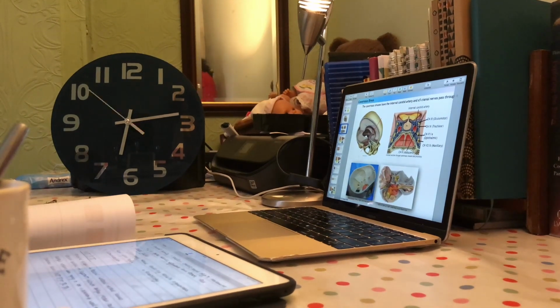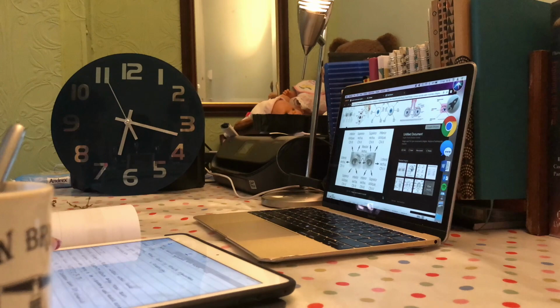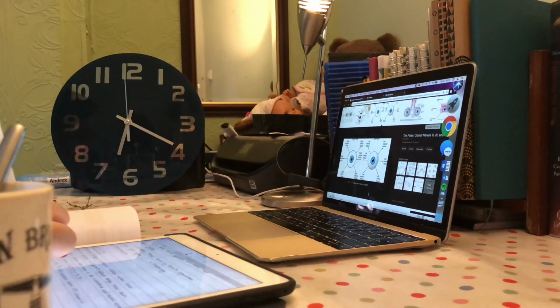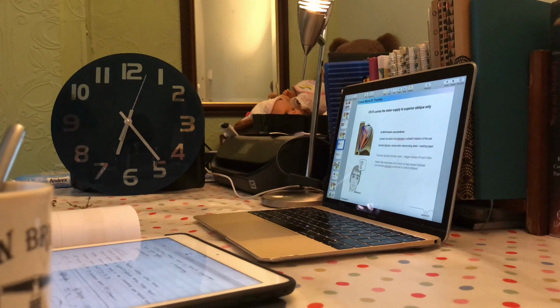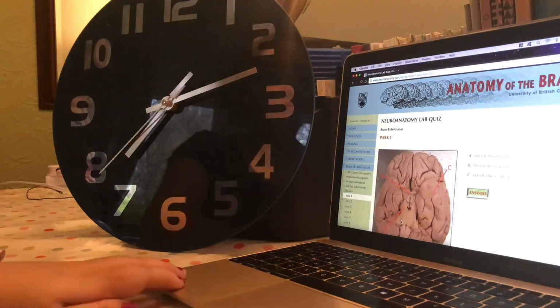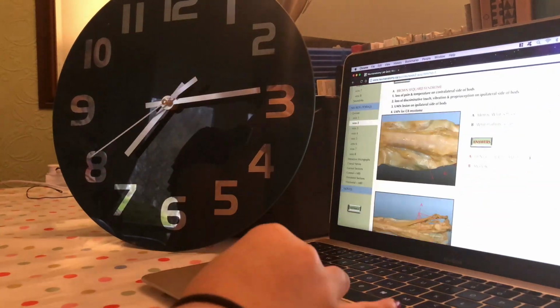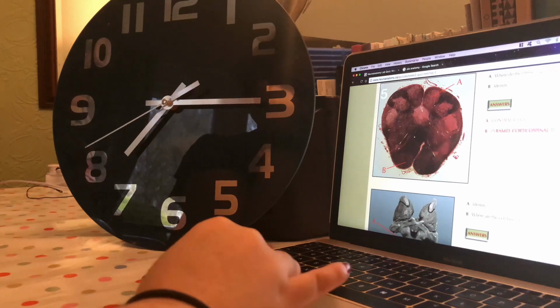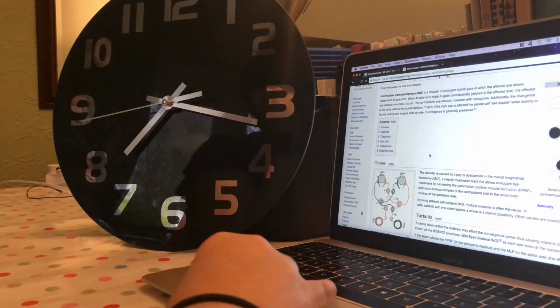Once I'd finished this I wanted to practice and do some questions, and our lecturer recommended this eye simulator, which I used, and I also found some anatomy questions on the internet which seemed mostly relevant to the course. I used that to make sure I understood everything and looked things up on the internet at the same time.